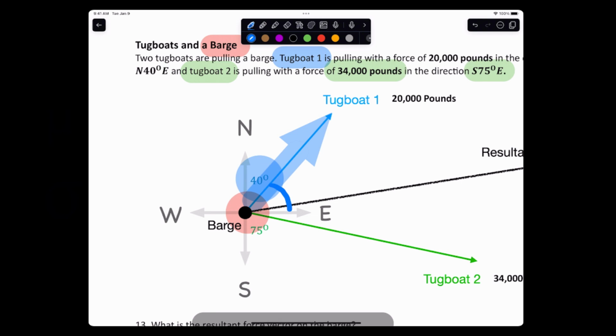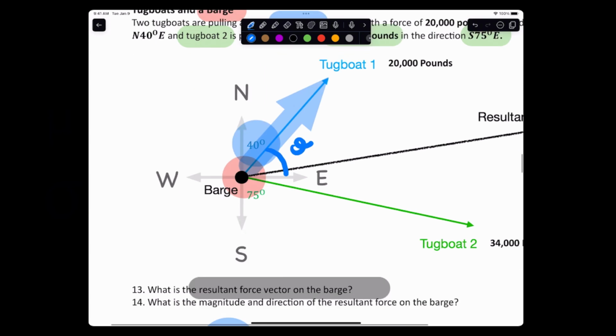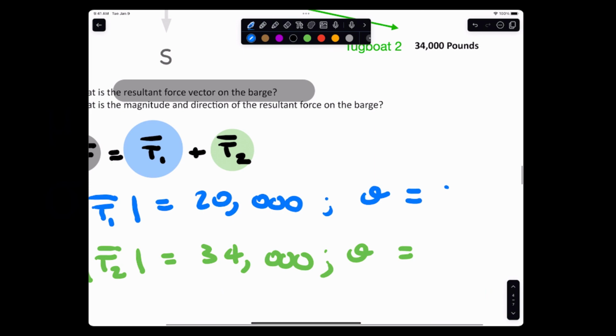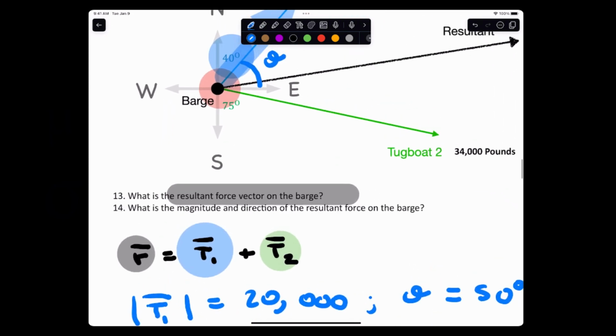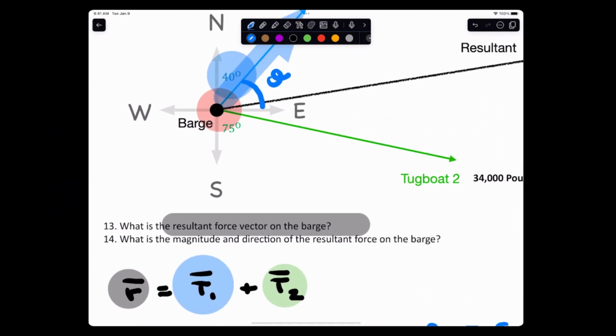What's that angle theta? Can you guys tell me? What does this theta angle have to be? 50 degrees. Good job. So this is 50 degrees. Complementary angles again. Okay, 50. Right? Now, if this vector, I should say the green vector, it's down here, the angle now is what? 75 degrees.